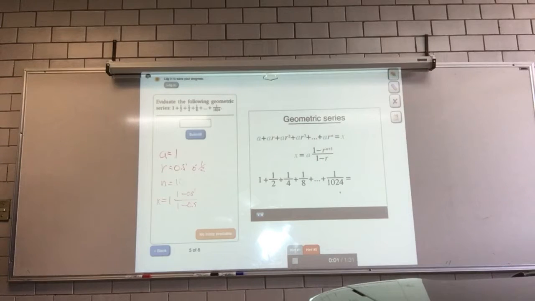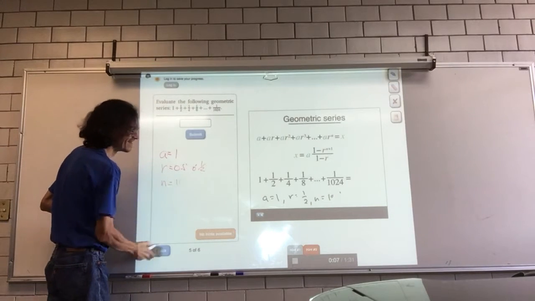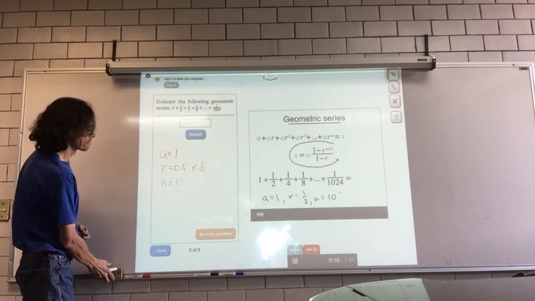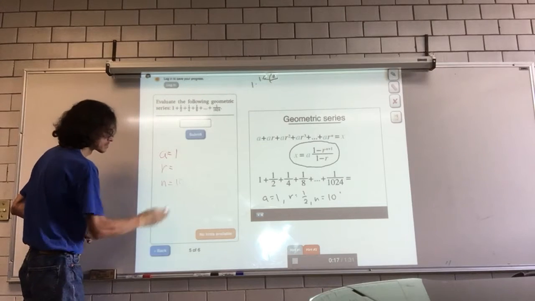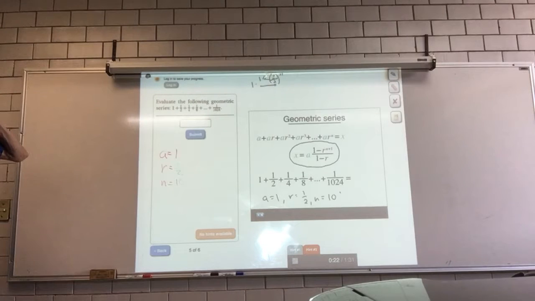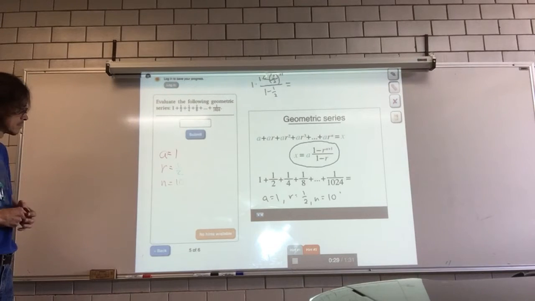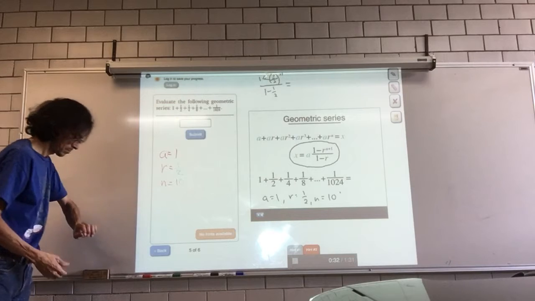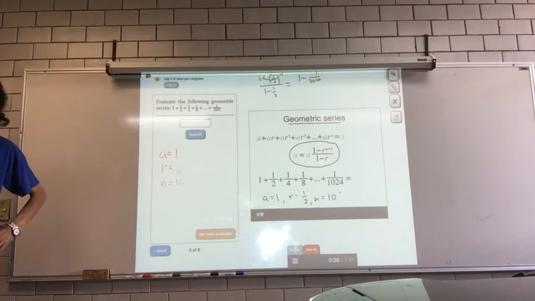Okay, so we said for this geometric series that A is 1, R is a half, and N is 10. So let's try using this formula for the sum of a geometric series. We said A is 1, and we're multiplying it by 1 minus R, which is a half, raised to the N plus 1 power. N is 10, so N plus 1 is 11, and we're dividing this by 1 minus R, or 1 minus a half. So to find this, we're multiplying a fraction by 1, so we can get rid of the 1. And now this is equal to 1 minus 1 half to the 11th power is 1 over 2048. And we're dividing that by 1 minus a half, which equals a half.